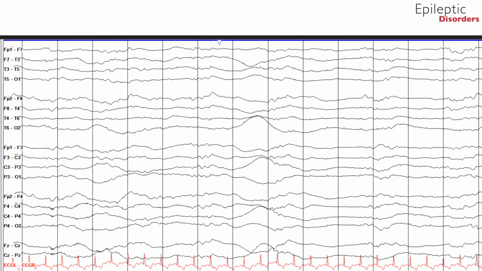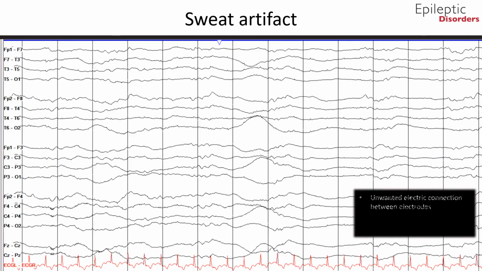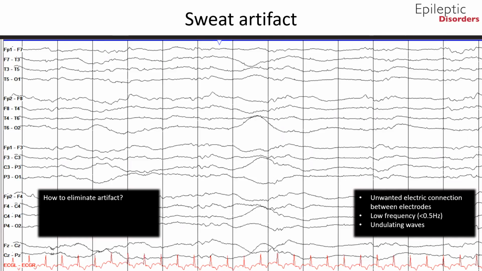The first artifact we will talk about is sweat artifact. Scalp perspiration will produce artifact by creating an unwanted electrical connection between electrodes. Sweat artifact appears as a very low frequency, usually less than 0.5 Hz, low amplitude with undulating waves. Sweat artifacts are usually seen in multiple adjacent channels or over the entire scalp and pose a risk for bridging between electrodes. Some techniques that can be used to eliminate this artifact are increasing the low frequency filter, drying the scalp and reapplying the electrodes, or cooling the patient with a fan.